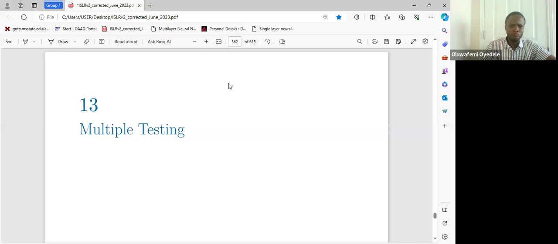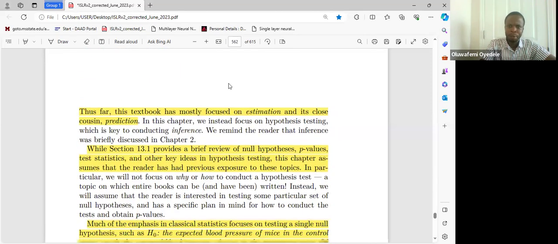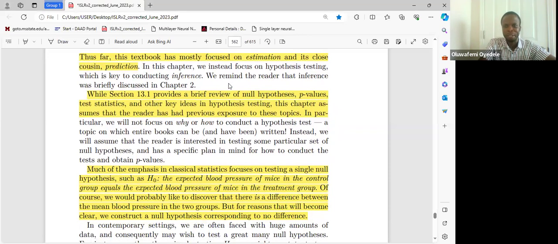Okay, so today we'll be talking about chapter 13 of the book, which is the last and final chapter, which is on multiple testing. Basically, what I learned about the book is that it's not something very new. It's about hypothesis testing, which is very applicable in applied research.